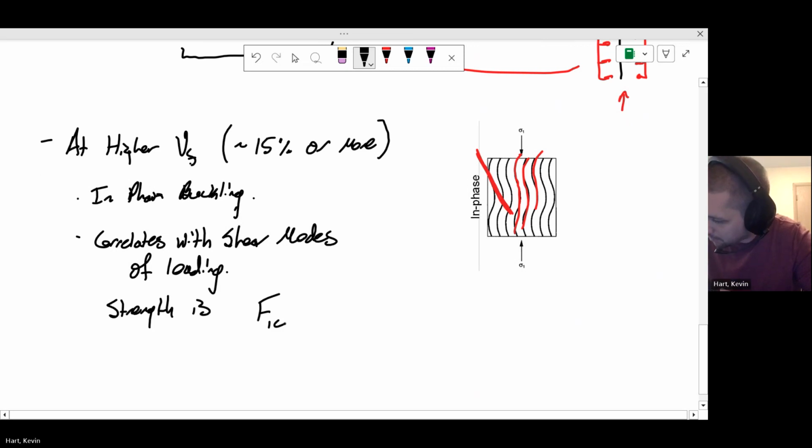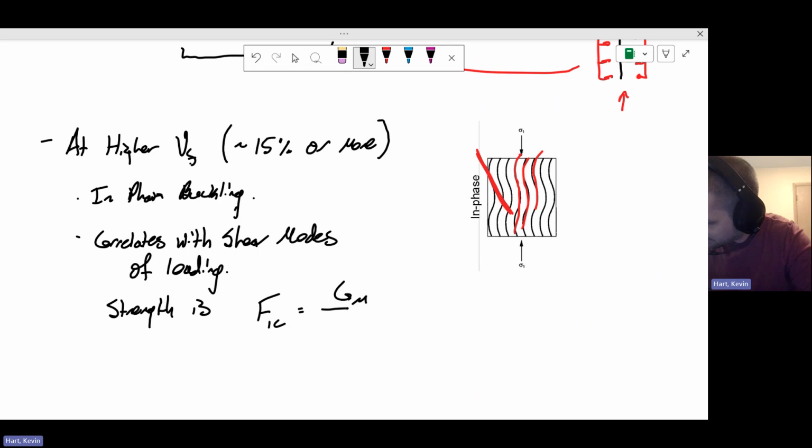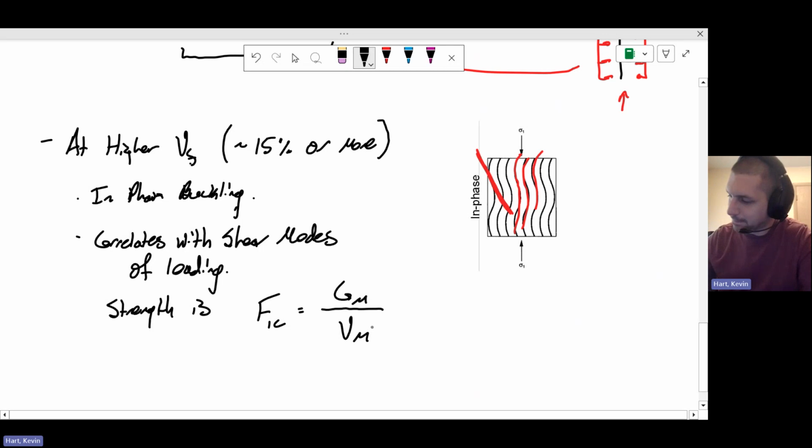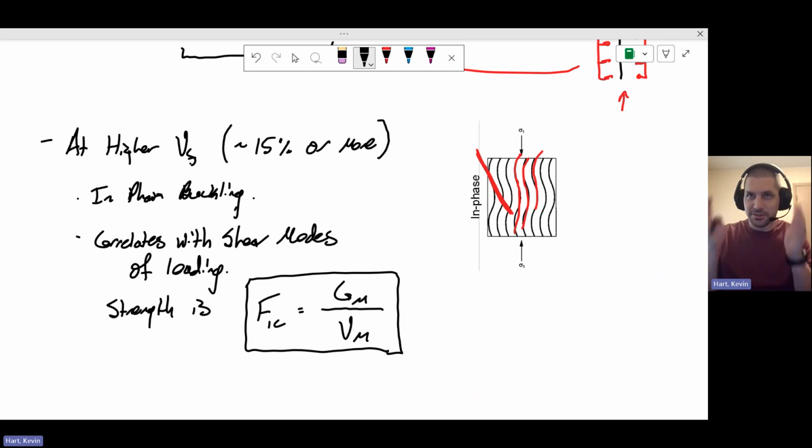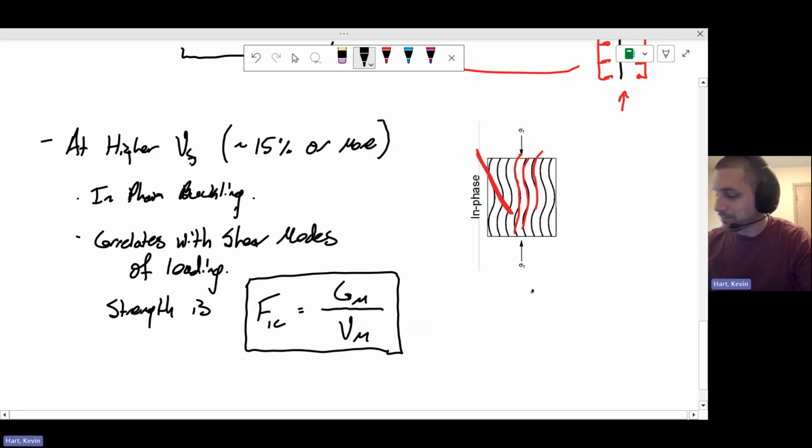here, F1C is roughly equal to, this is the shear modulus of the matrix, GM over 1 minus VF, or what we would say VM. So that's a pretty straightforward equation. Shear modulus of the matrix divided by the volume fraction of the matrix. Again, a lot of empirical testing done to get this correlation and understanding about how the shear strength of the matrix is the one that's really influencing when all the fibers can buckle together. So that's the situation. That's what's going to happen.